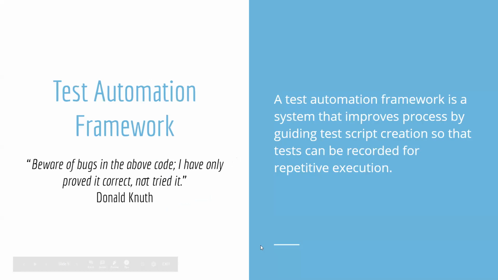So let's go to test automation framework. So testing is a process, and the test automation framework is the improvement for the testing process. So how does it improve the process? It does it by guiding test script creation so that tests can be recorded for repetitive execution. So like what I've said, there are tests that are done repetitively, executed repetitively, and an example of this is regression testing.